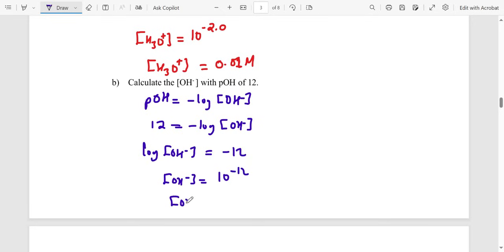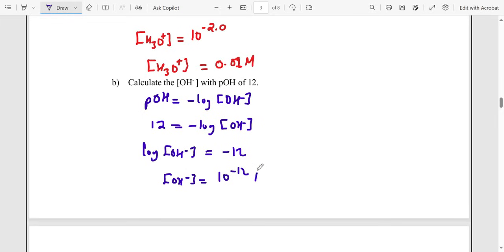So therefore, the concentration of hydroxide is going to be 10 to the power negative 12. Okay, it will just be the same value. We can't simplify it further than this. 10 to the power negative 12, there's nothing that we can do really there. So we'll just put molar at the end. That's the concentration.